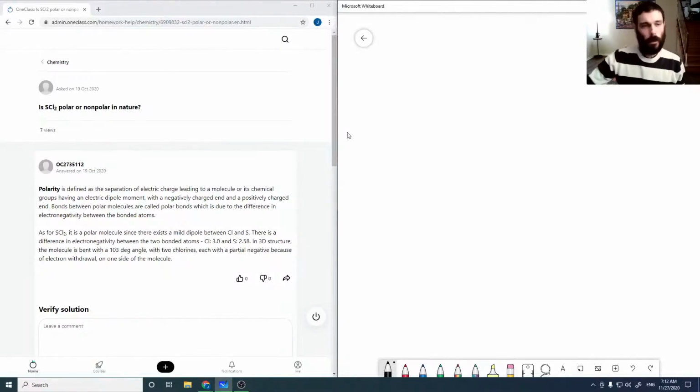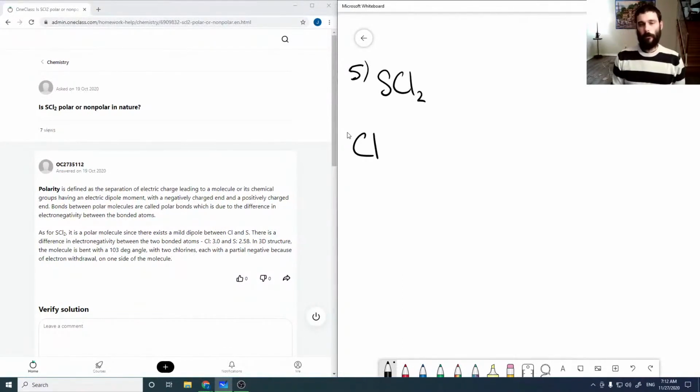Okay, so for my fifth one here, it asks, is SCl2 polar or non-polar? So first off, we're going to start off by drawing our Lewis structure to get our structure.